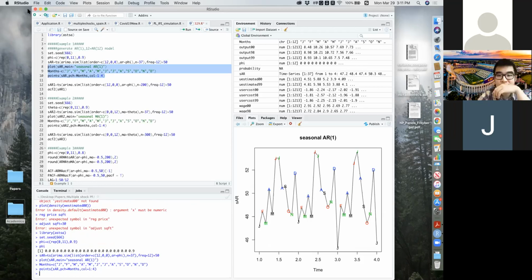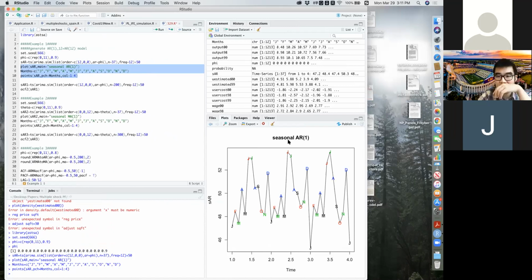Okay, so this is a plot of what we have. This is a seasonal AR1 model, and the seasonality here is 12. You can see this is our time, from 1, 2, 3, and 4. We have 37 observations, and from 1 to 2, we have 12 observations.